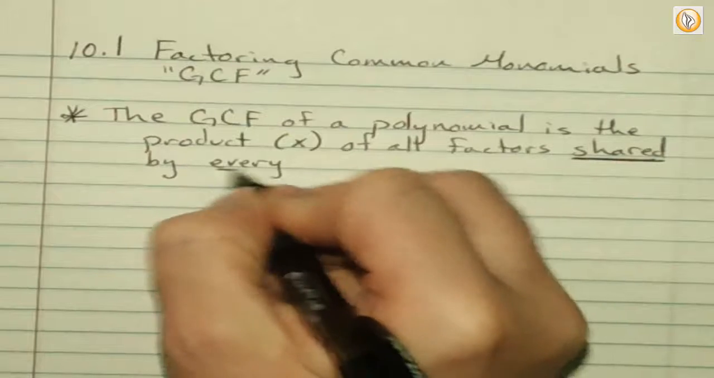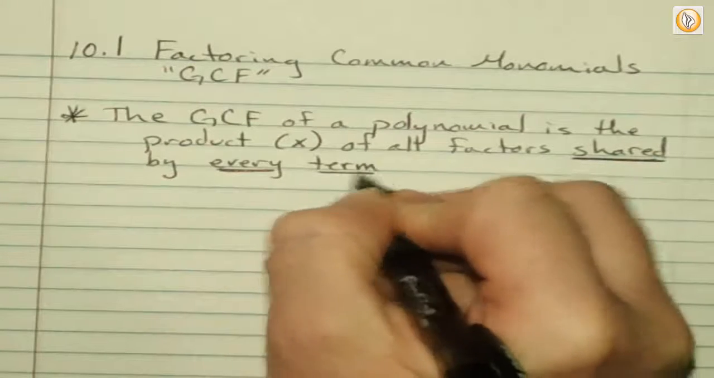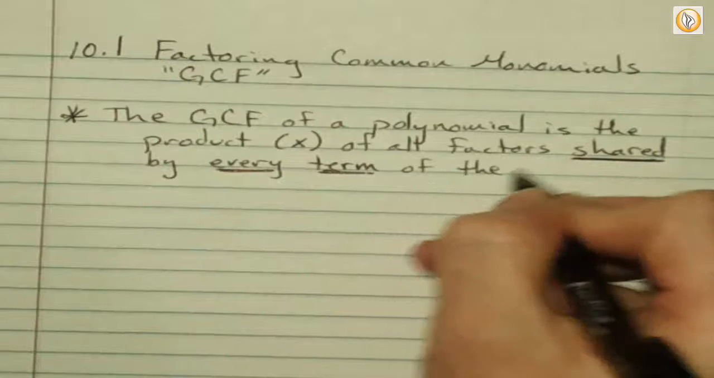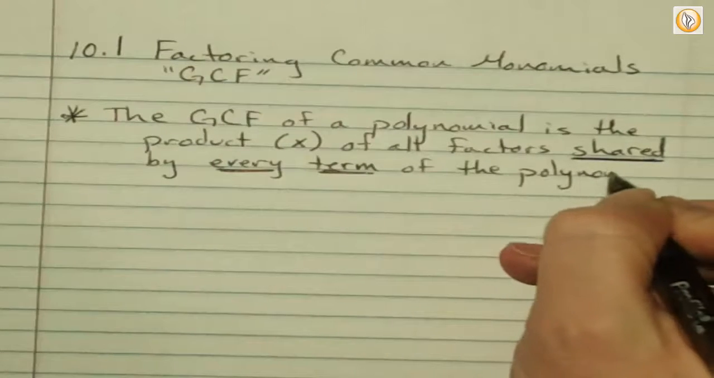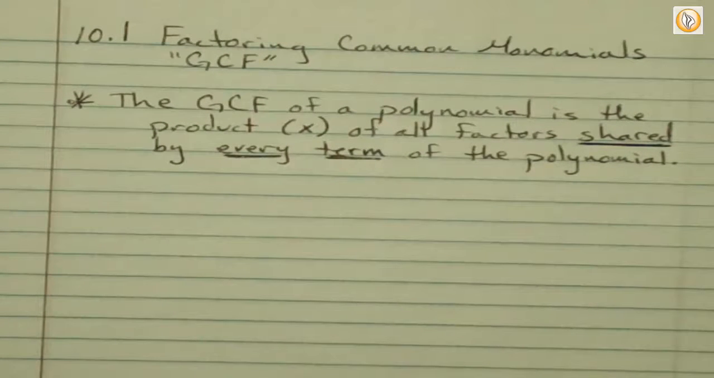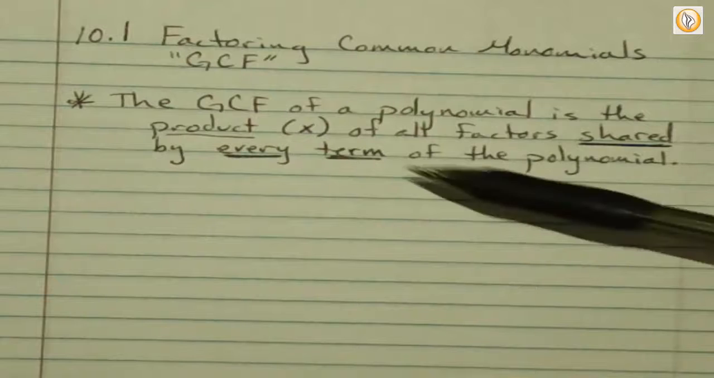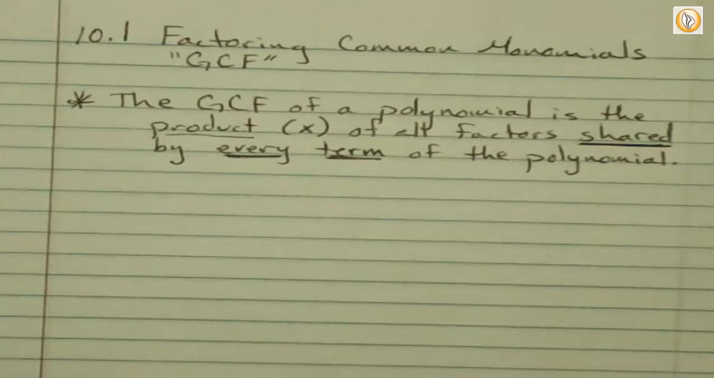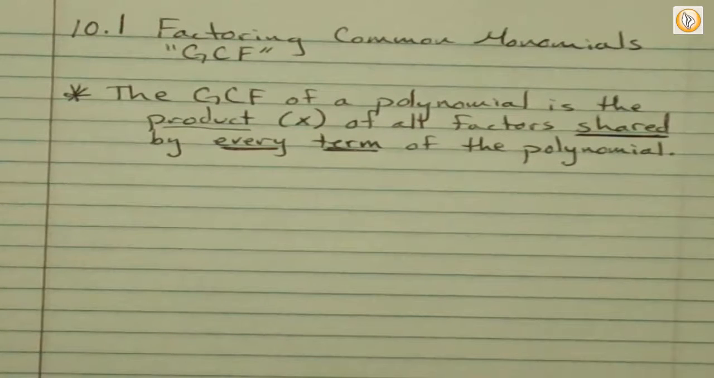By every term of the polynomial. Okay. The greatest common factor of a polynomial is the product, there's a key word there, product, of all factors shared by every term of the polynomial. Now, if all you heard was wah, wah, wah, I'm going to be giving you examples in a minute. But you definitely need to have this written down. You better hurry.